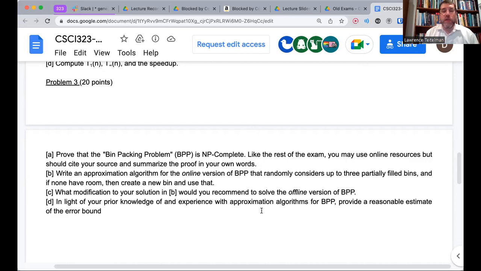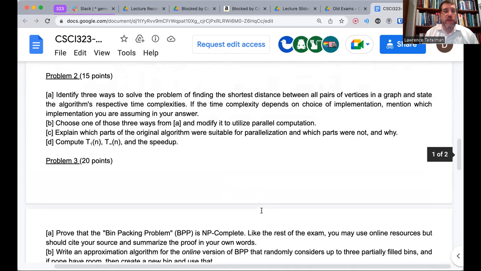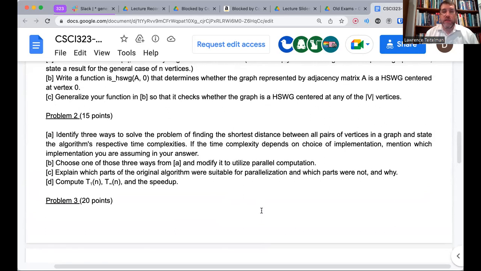Why don't you go up a little bit? Look at the previous question there. Okay, why don't we talk about that for a moment? So you did a project on that, right? Shortest distance between all pairs in a graph and state the algorithm's respective time complexities.